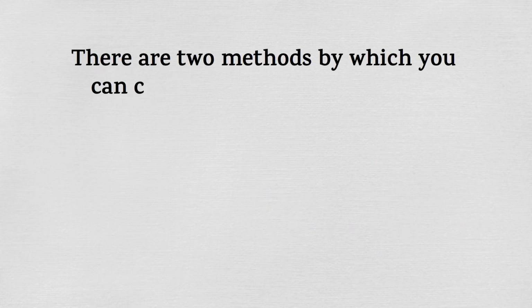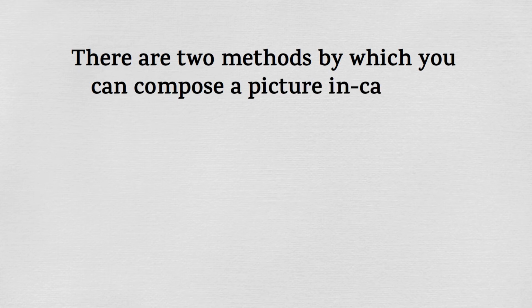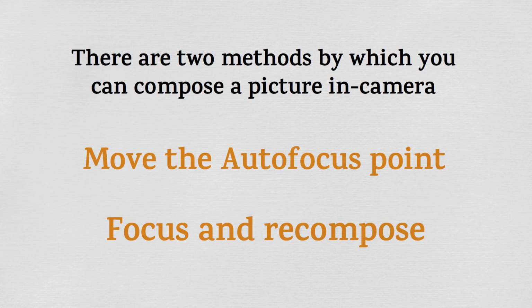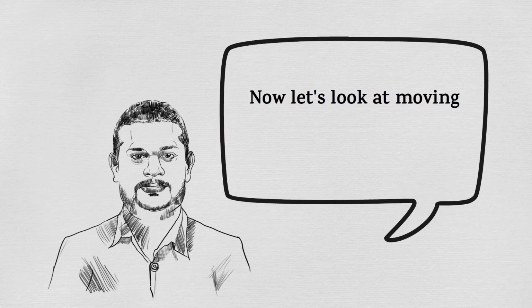There are two methods by which you can compose a picture in camera. One is to move the autofocus point, and the other is to focus and move the camera, which is called focus and recompose. Now let's look at moving the autofocus points first.